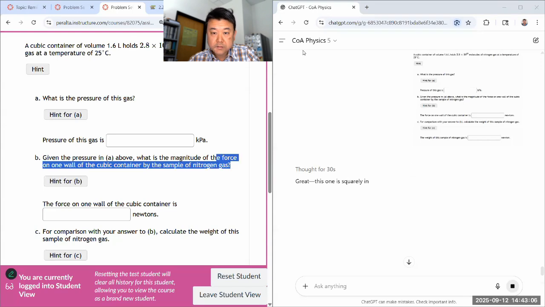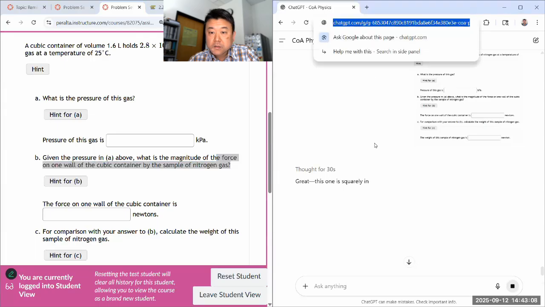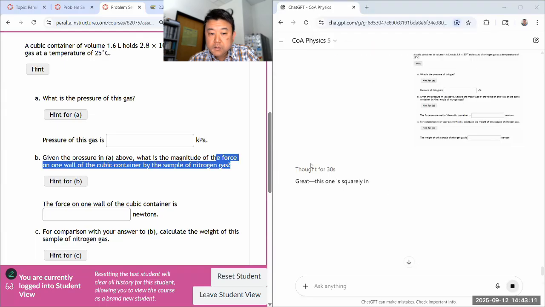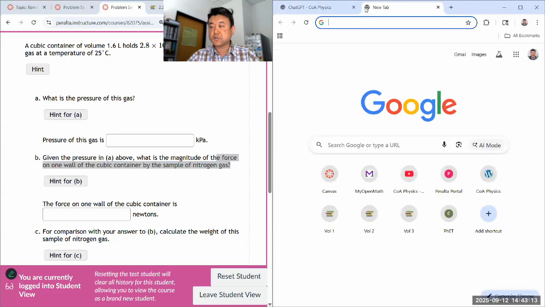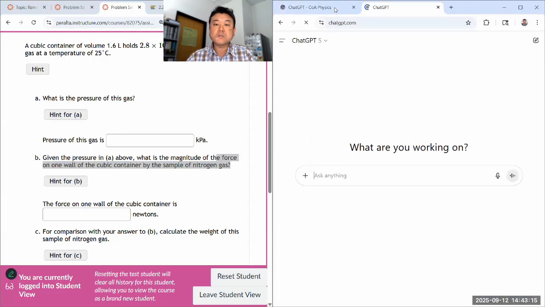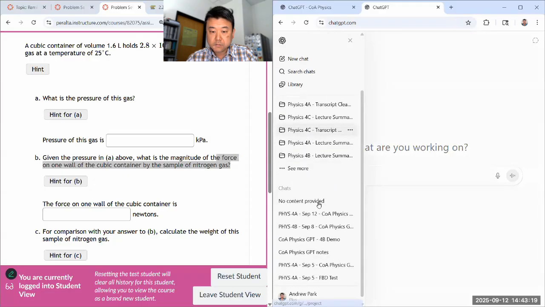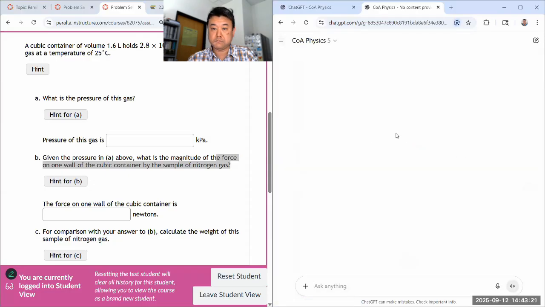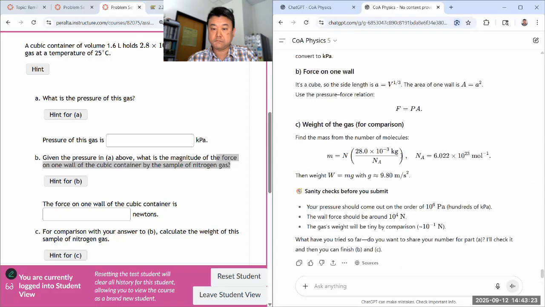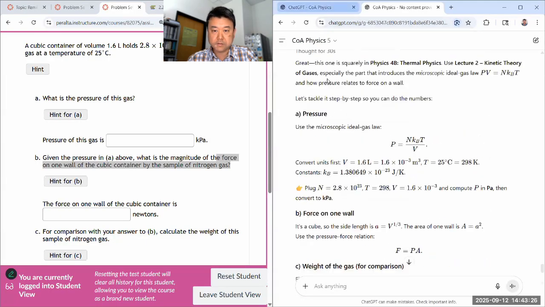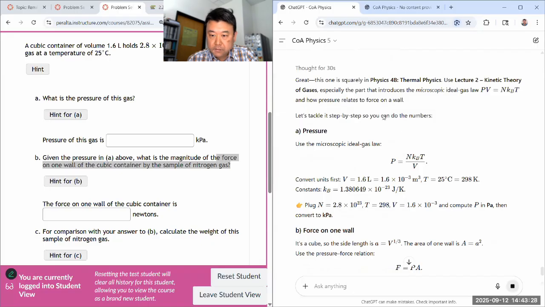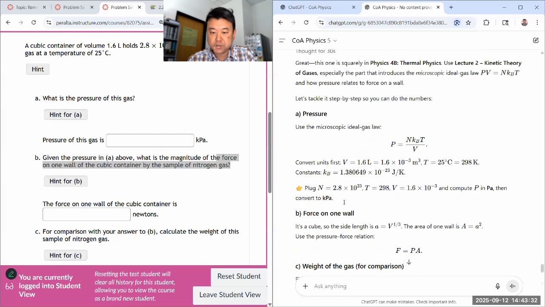Did it freeze? Oh. I think this window is unresponsive. Let me just see if I can... Okay, yeah. This is still unresponsive, so let me just do it here.